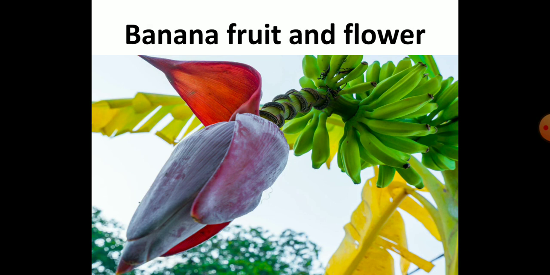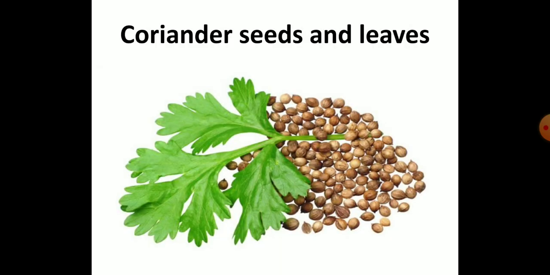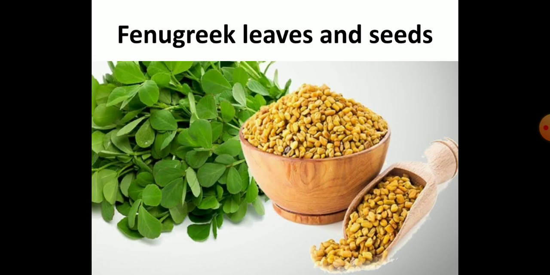Can you think of different parts of a banana plant that are used as food? Yes. Banana fruit and banana flower are used as food. Both are edible. All parts of coriander are edible, but the fresh leaves and the dried seeds are the parts most traditionally used in cooking. Fenugreek seeds and leaves both are edible.